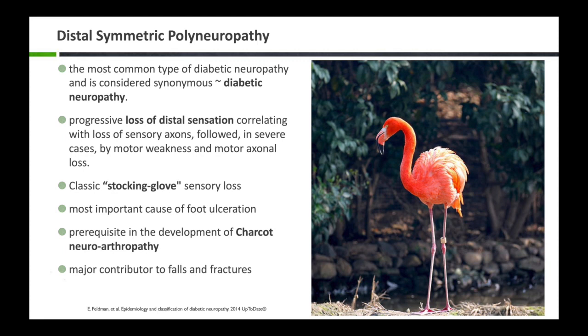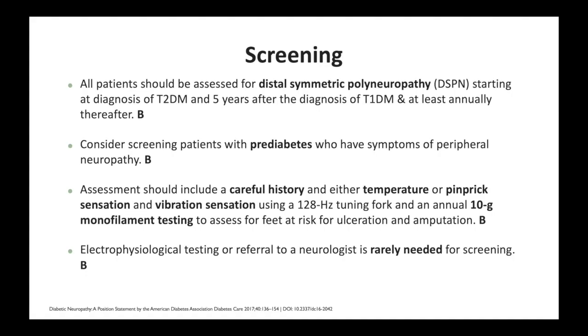We usually label this as your classic stocking and glove sensory loss, because there is progressive loss of distal sensation correlating with loss of sensory axons due to hyperglycemia. It is also a prerequisite for Charcot neuroarthropathy and the most important cause of foot ulceration. So screening for diabetic neuropathy includes screening for distal symmetric polyneuropathy starting at diagnosis for patients with type 2 diabetes, and 5 years after diagnosis of type 1 diabetes, then at least annually thereafter.